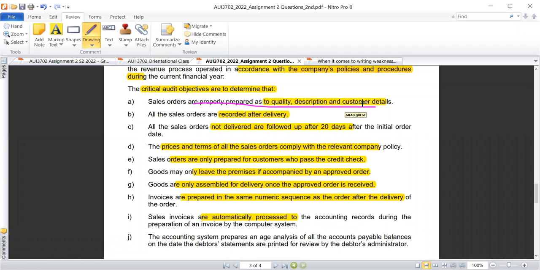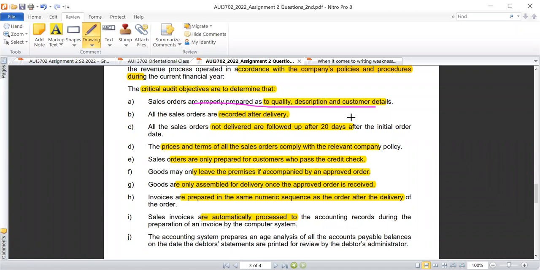If I want to make sure as a manager that all my sales orders are properly prepared as to quantity, description, and customer details, it means these details should be reflected on the sales order. That is the positive that management wants to achieve. But let's flip the coin on the other side. If it's not being done that way, what is that negative side of it? That's exactly what they want you to give.